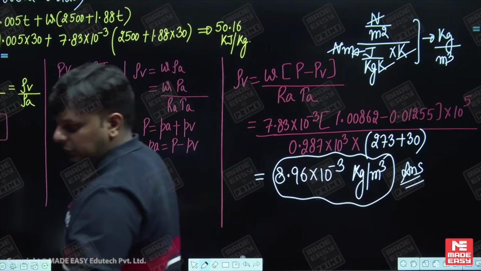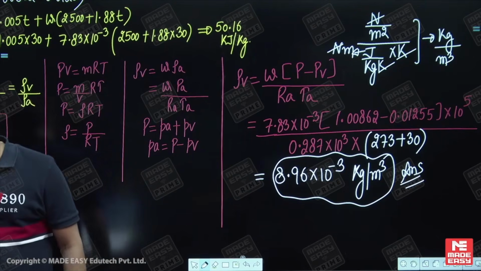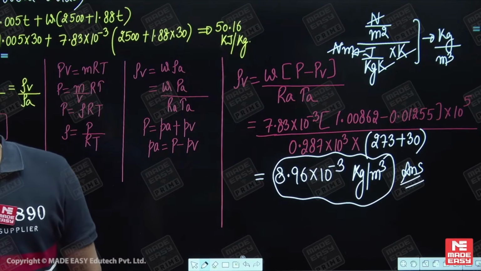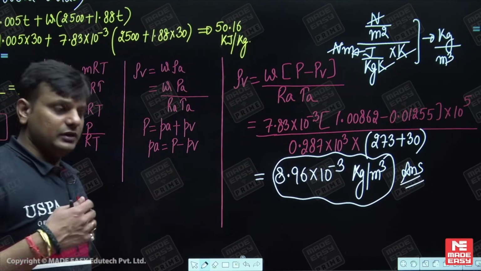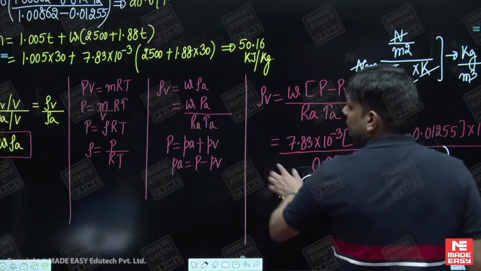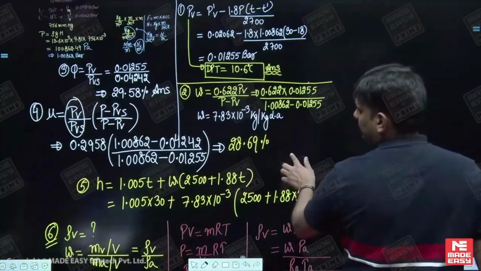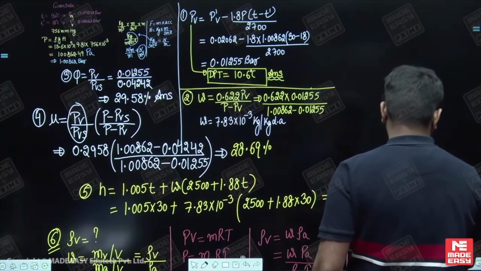So these are the possible objective parts. Many times they have asked, and in your exam they will ask only one part out of this for 2 marks. Maybe specific humidity, maybe relative humidity, maybe degree of saturation, maybe enthalpy of moist air, maybe this last factor, that is vapor density.